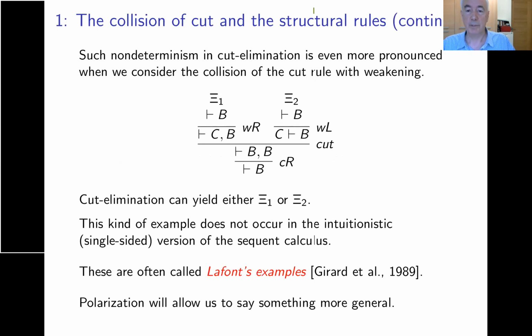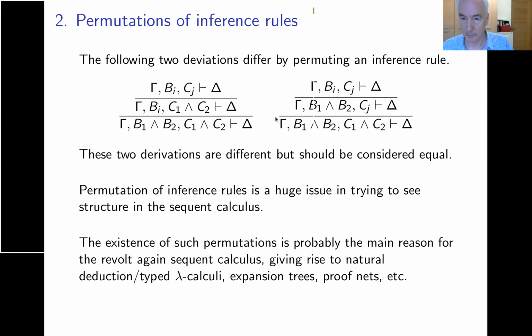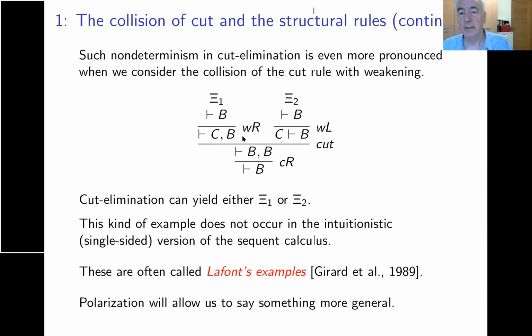And this even gets worse if you have weakening. So this is a standard example where you prove B two different ways, then you weaken, and then you do a cut, a contraction. Now when you want to eliminate the cut here, this proof could be either psi1 or psi2, and they don't share any relationship with each other. So this is really highly non-deterministic.